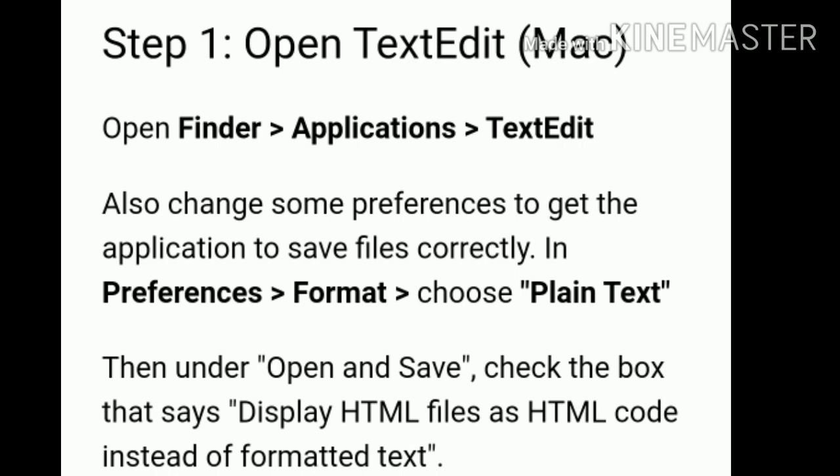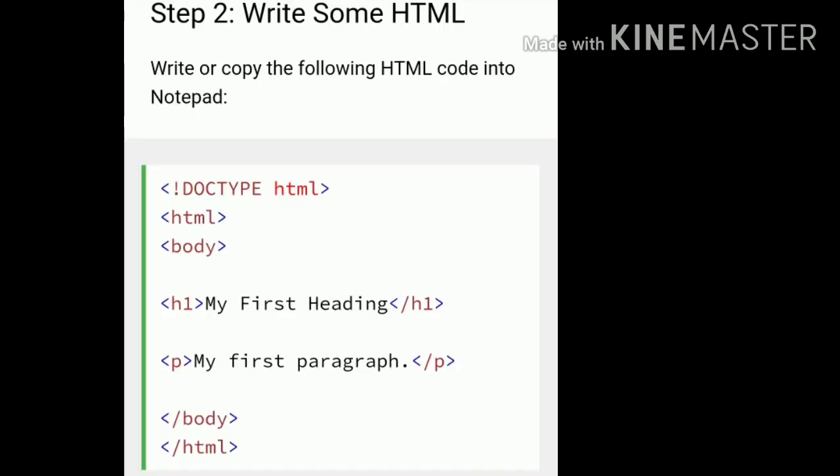Step 2 is the HTML. Write or copy the following HTML code. After opening the page, you can write any program there. For example, doctype HTML. You will see that a simple page is displayed on the screen. You can write your code.